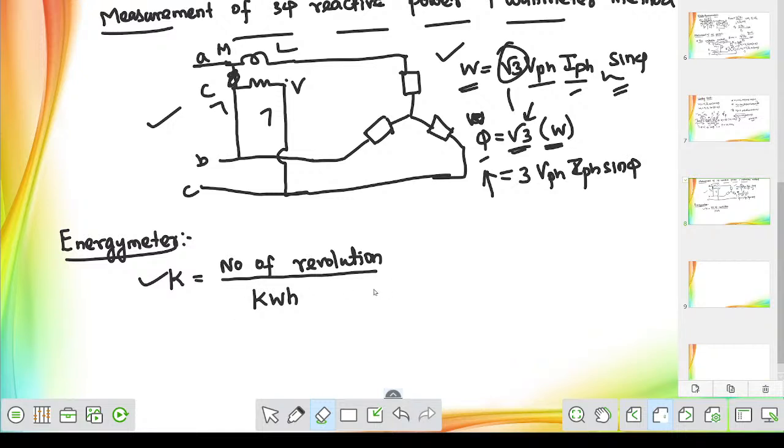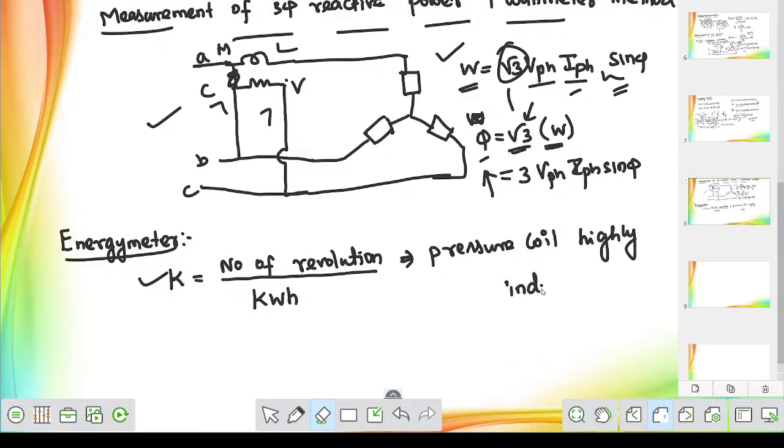The energy meter will also have two types of coil: a pressure coil and a current coil. In the energy meter, the pressure coil is highly inductive in nature. Whereas in a wattmeter, the pressure coil is highly non-inductive in nature. So the energy meter pressure coil is highly inductive. That is the most important point that you must observe.